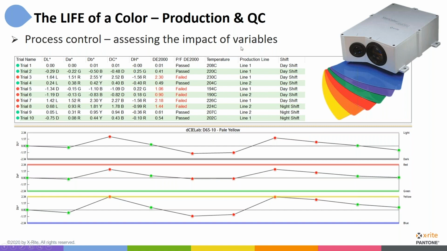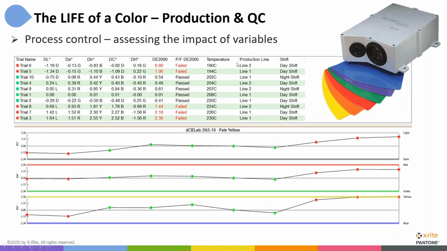So with this in place, what I can do in the software is click on the temperature column and have it sort by temperature. So it just sorted them. And you can see, look, all my passes fall right in the middle. In fact, I can say if I'm between 200 and 220 C, my color is good. But if I'm below that or I'm above it, my color fails.